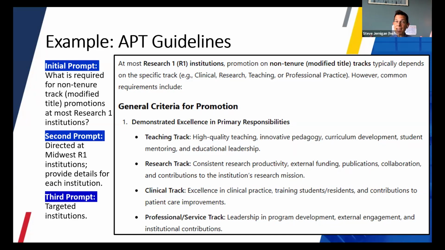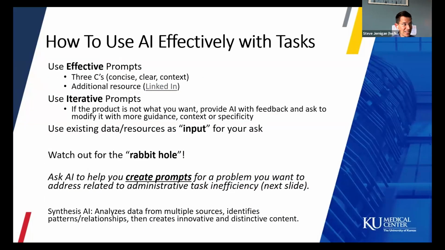I then consolidated that to just what happens in the Midwest area for R1 institutions. And then I could cross-check a lot of this information by doing some spot checking. I could even ask it for specific institutions that I want to look at as comparators for our institution, so there are a lot of ways that we can use AI to essentially create more efficiency for us. This saved me a lot of time and actually generated a lot of informative discussion for our committee related to APT in our school.